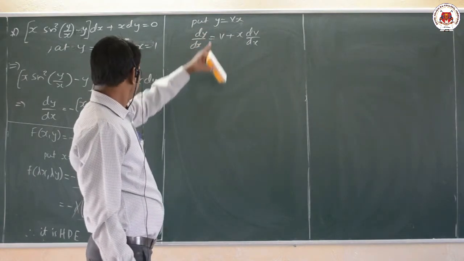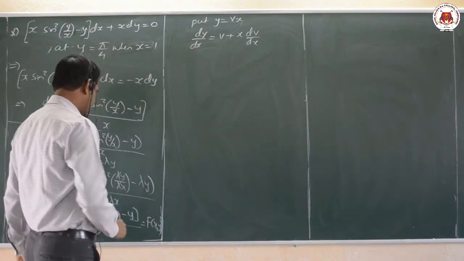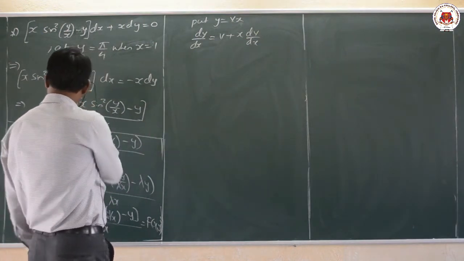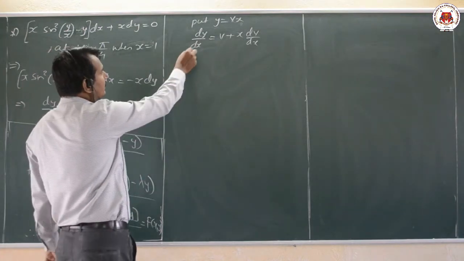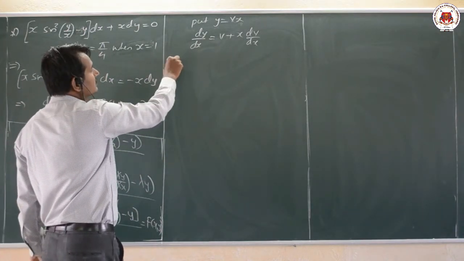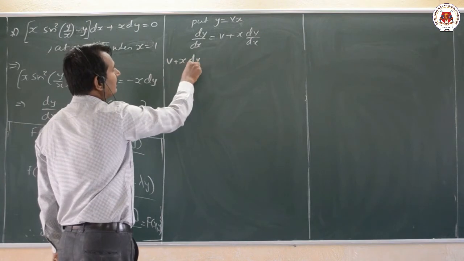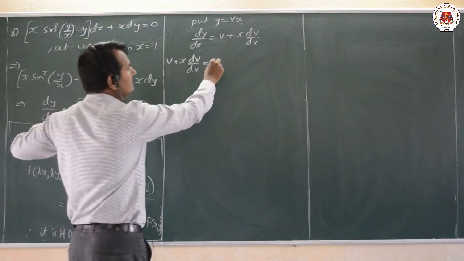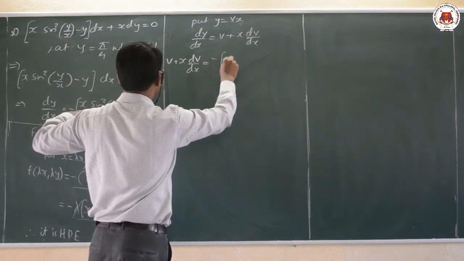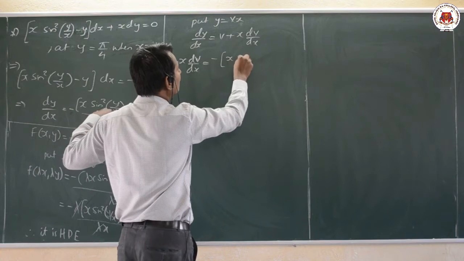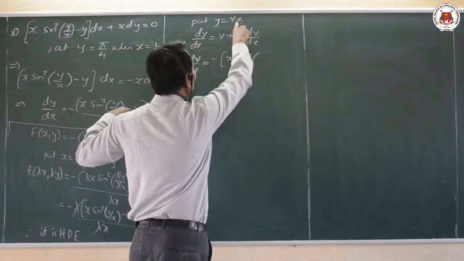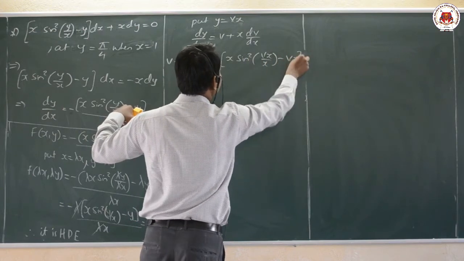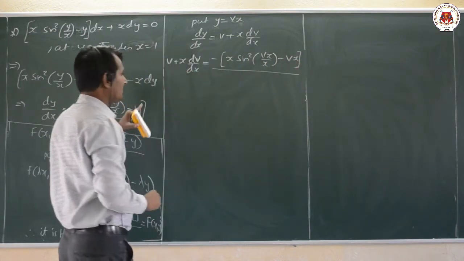Now put this value in the equation. What we get after putting it in this particular equation: dv by dx means v plus x into dv by dx equal to minus sine square of y by x, where y is nothing but vx, divided by x, minus vx divided by x.